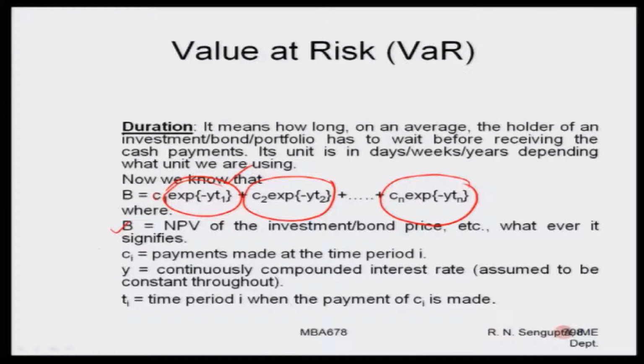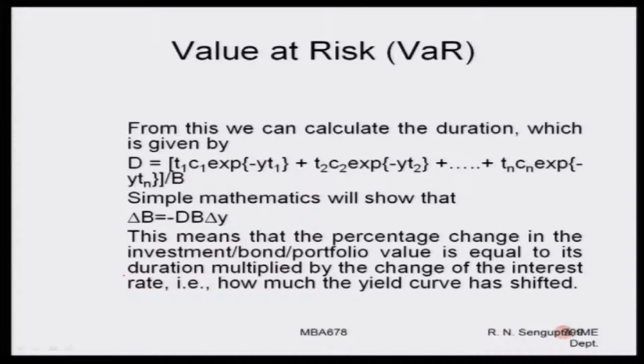Where B is the net present value, as I mentioned, Ci is the payment made at the time period i, y is the continuous compounding interest rate. Now look very carefully, the y's are the same, technically they need not be the same, but we are considering them to be the same, and Ti is the time period at which the payment for Ci is made.